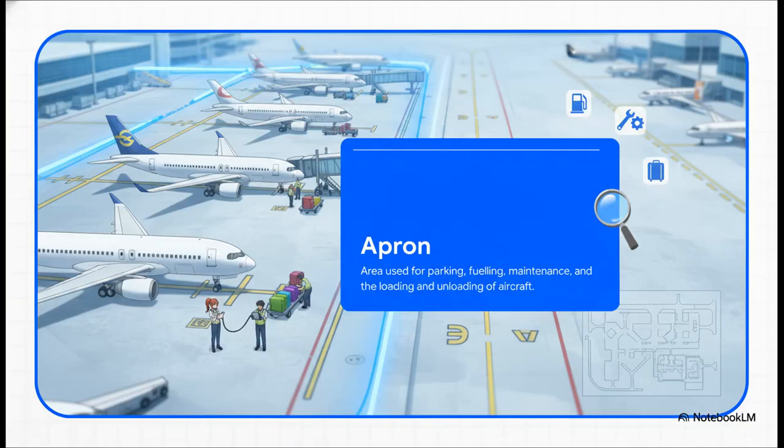So if the apron is strictly excluded from the maneuvering area, what exactly is it? Well, the apron is an area specifically used for the purpose of parking, fueling, maintenance, and the loading and unloading of aircraft. Basically, think of the apron as the designated parking lot and service station of the whole aerodrome. This is where the planes just sit still, get their oil checked, get refueled, or load up passengers and cargo before they ever actually move out to fly.